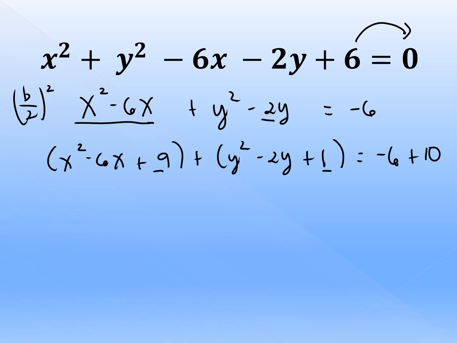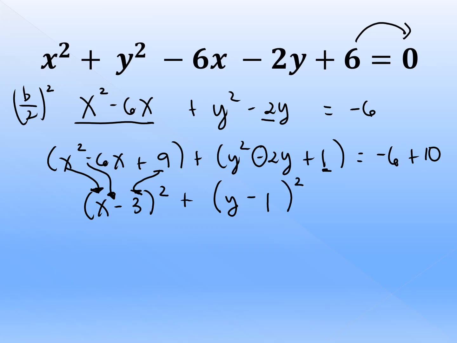Now, what are we going to do? Let's factor this one. The factored form of x squared minus 6x plus 9, since this is a perfect square trinomial, is the quantity x minus 3 squared. How did we get this? We get the square root of x squared, which is x, the square root of 9, which is 3, and we copy the sign of the middle term, which is negative. That's the reason why we have the quantity x minus 3 squared plus, here the square root of y squared is y, the square root of 1 is 1, copying the sign of the middle term, which is negative, and then put squared. So we have the quantity y minus 1 squared is equal to negative 6 plus 10, which is equal to 4.